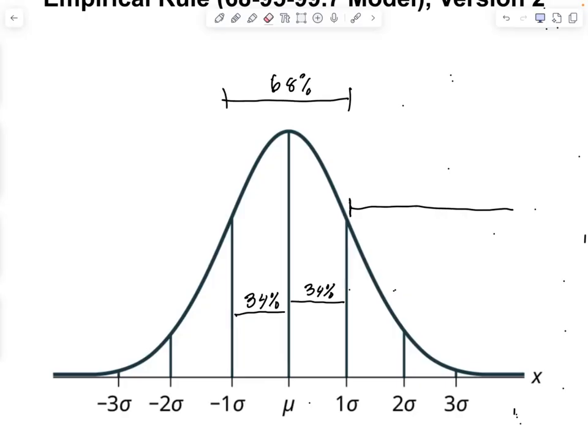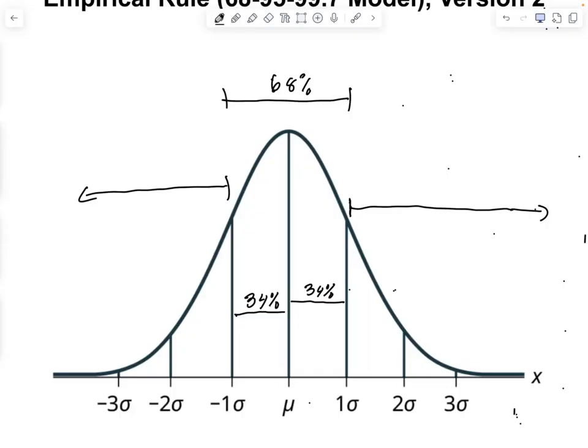If 68% is here, how much is left over? 32%. How much is just to the right? If the whole thing is 32%, then how much is on both sides of that? 16%. So from knowing that this middle portion is 68%, we know that each of those two little pieces is 34%, and we also know that all the way to the right, more than 1 standard deviation above the mean is 16%, and less than 1 standard deviation below the mean is also 16%.